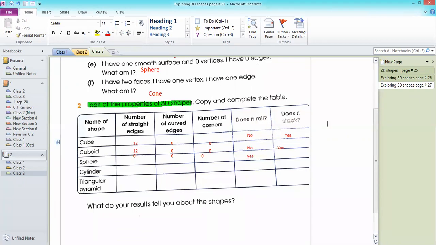Now guys, tell me, this is very important. Does it stick? Yes or no? No. Very good. The answer is no. So you will write here no.